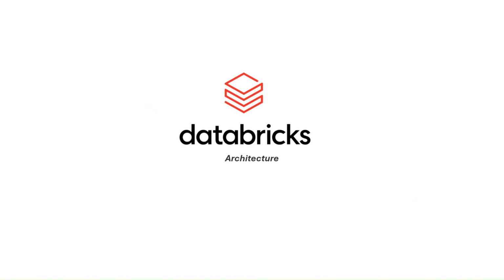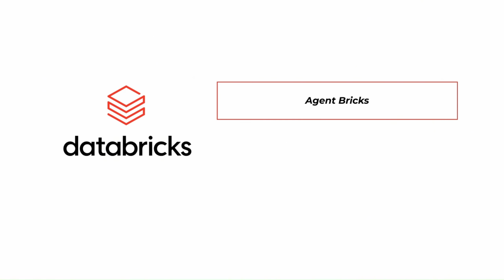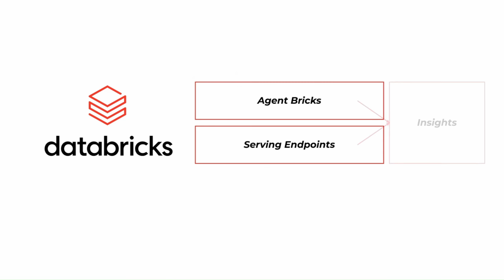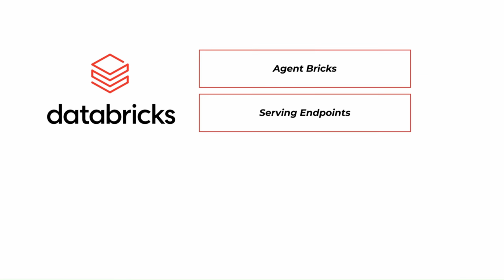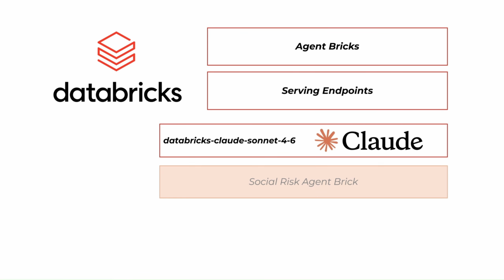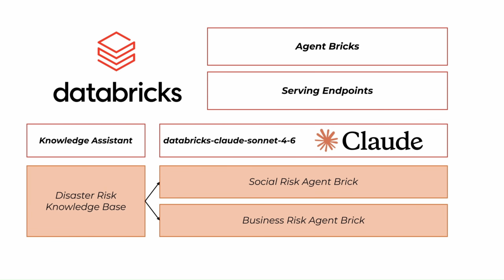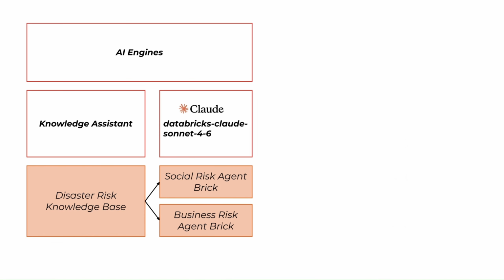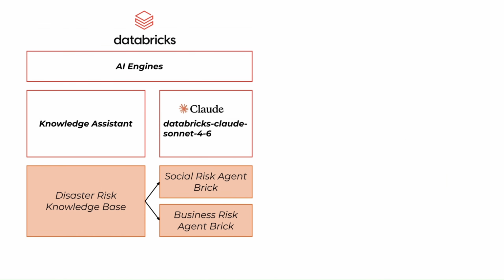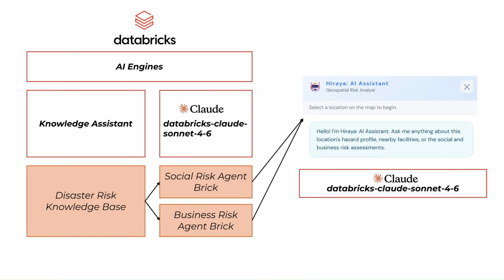The architecture leverages Databricks Agent Bricks and serving endpoints to generate life-saving insights. Powered by Claude Sonnet, the social and business risk agents seamlessly pull context from the disaster risk knowledge base. These AI engines run flawlessly on Databricks infrastructure, feeding conversational insights directly to the Hiraya AI assistant.